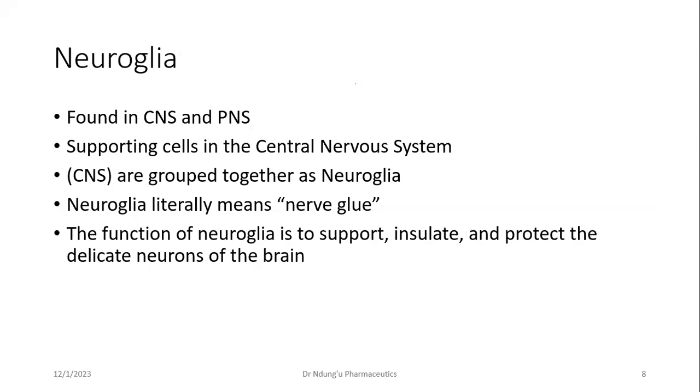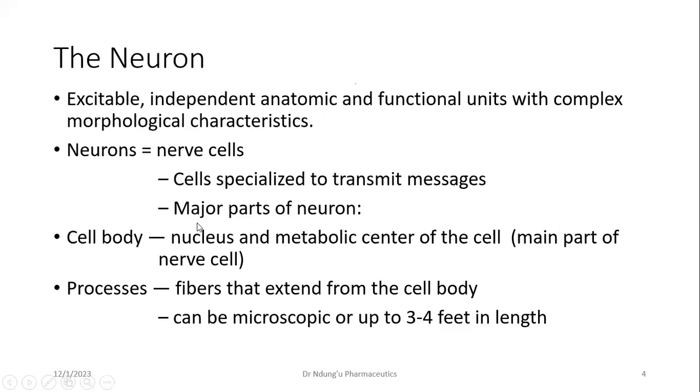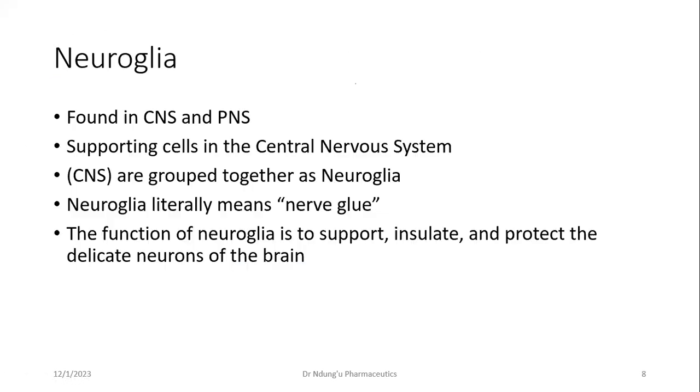So the first one here, we have said, is neurons. The nerve cells are made up of neurons and glial cells. So neuroglia is the second type of nerve cell. It is found in the CNS, the central nervous system, which consists of the brain and the spinal cord. And the PNS is the peripheral nervous system, which is found outside the brain.